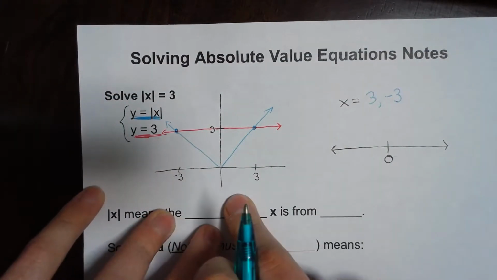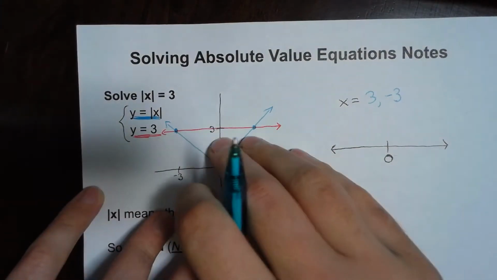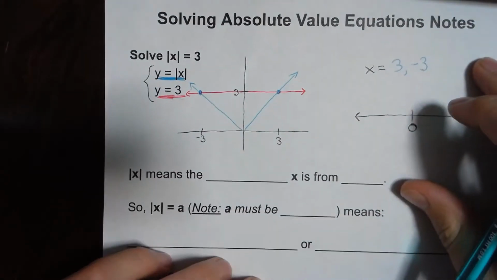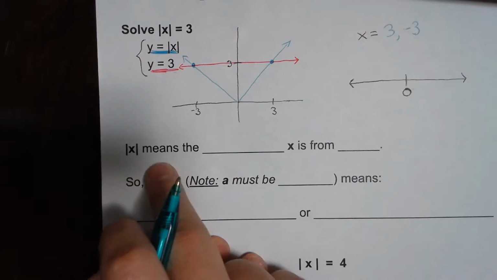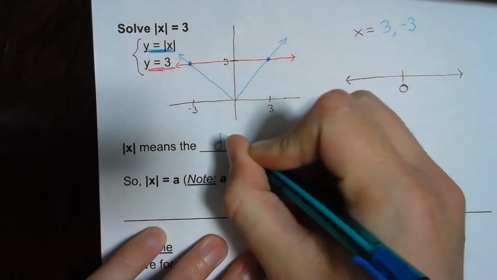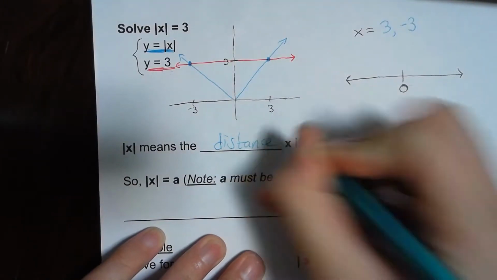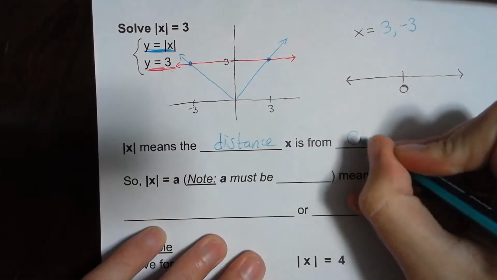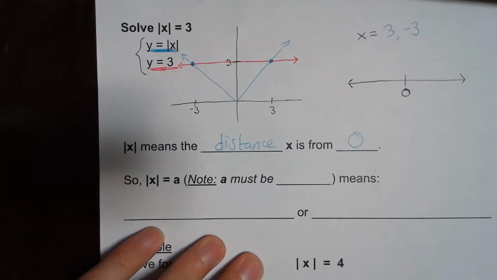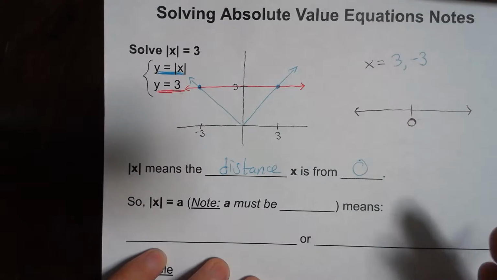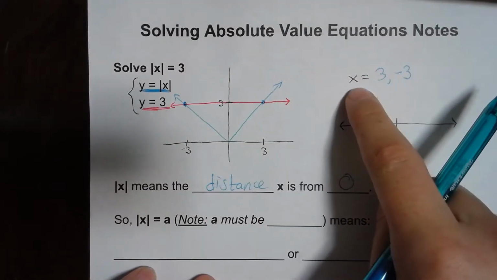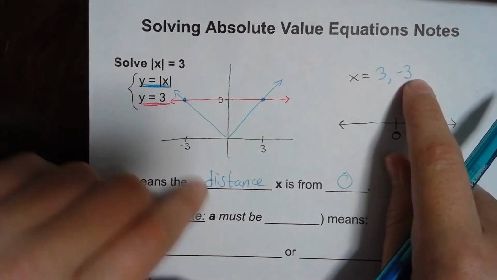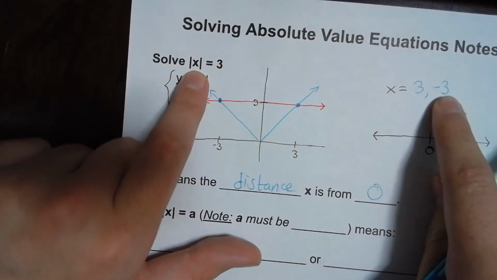This is not how we're going to solve this every time. I just wanted you to see this. Now remember, I briefly touched on this. The absolute value of x means the distance that x is from 0. Absolute value measures a distance. It's never going to be negative. So when we take x equals negative 3 and plug it in, the absolute value of negative 3 is going to be 3 because it's 3 units from 0.